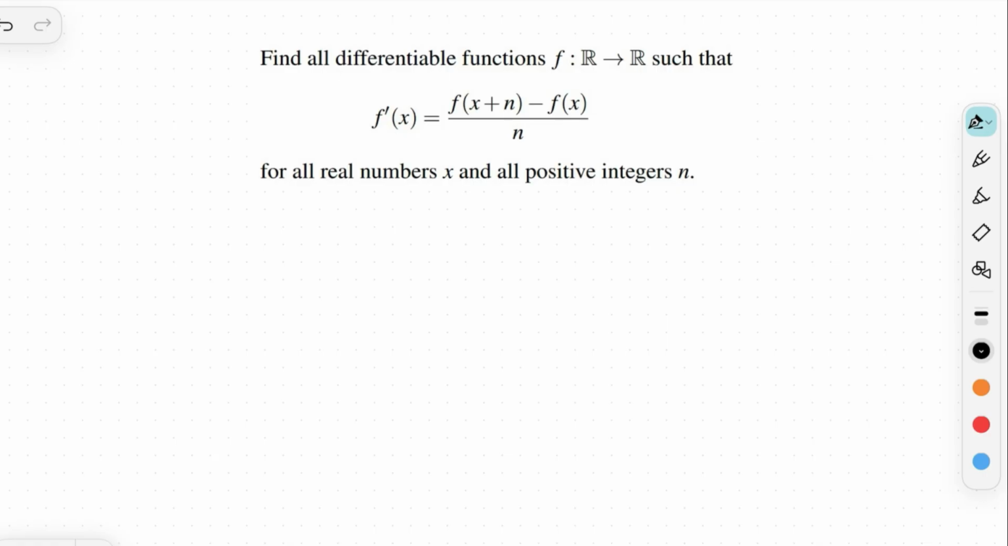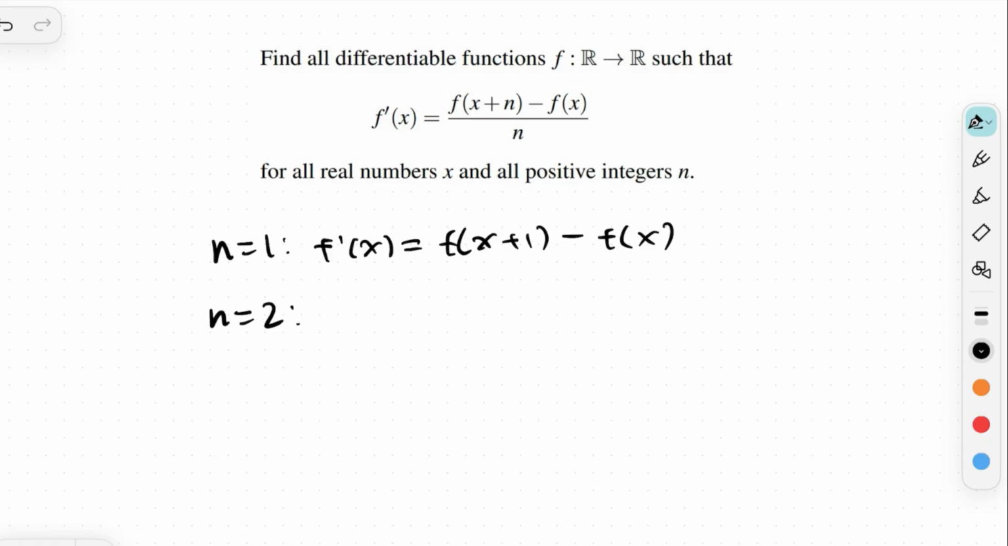So, in this case, what if we, for example, tried n is equal to 1? Well, the equation would become f prime of x is equal to f of x plus 1 minus f of x, right? And this equation looks a bit cleaner because there's no denominator, but honestly, we could play around a bit more. So let's just try plugging in n is equal to 2. In this case, we get f prime of x is equal to f of x plus 2 minus f of x, over 2, right?